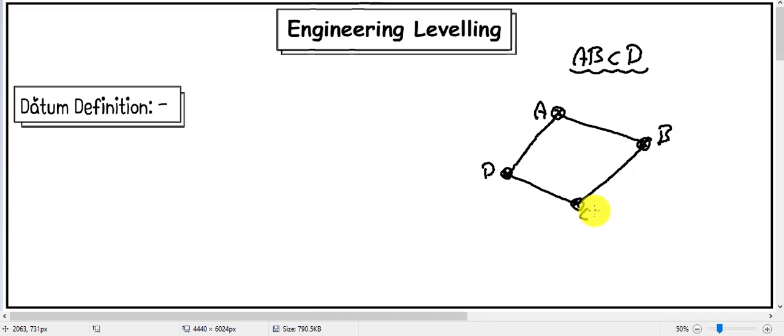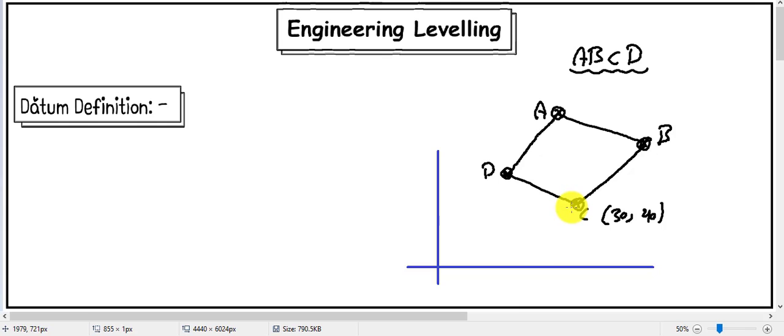When we find the coordinates of point C, let it be 30 and 40 meters. For example, here is the origin. The horizontal distance from the origin to point C is 30 meters, and the vertical distance is 40 meters. But if we say that the level of point C is 20 meters, the reduced level of point C is 20 meters, what does it mean? It means that the point rises above a comparison surface by 20 meters.